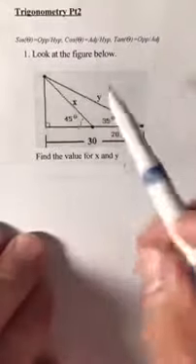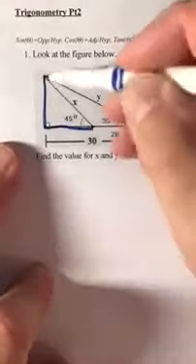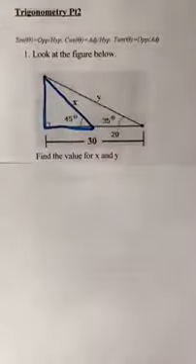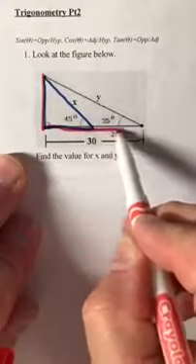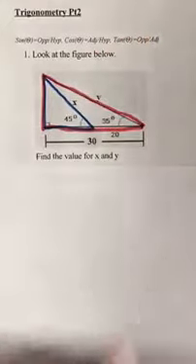Okay, look at the figure below. You need to identify two right triangles. One in blue. Okay, the one in red, bigger one. Okay, we'll use the same right angle. That one, red. We need to find x and y.